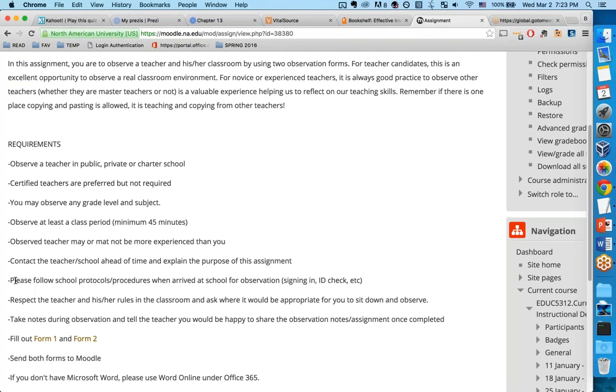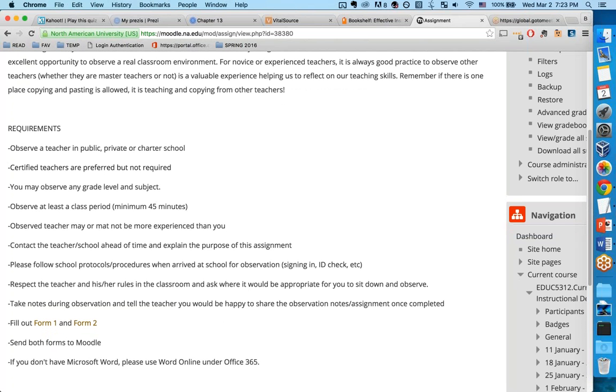So you want to follow school procedures when you arrive at school for observation. If you need to sign in, if you need to provide your ID, whatever the rules of the school, you need to follow them. Respect the teacher when in the classroom, respect his or her rules, and ask where it would be appropriate for you to sit down and observe. During the observations, take notes. Tell the teacher that you would be happy to share your notes or observation forms once it's completed.